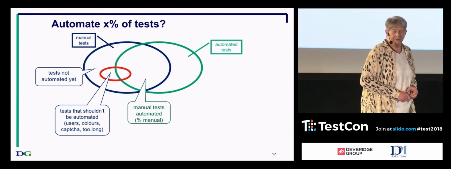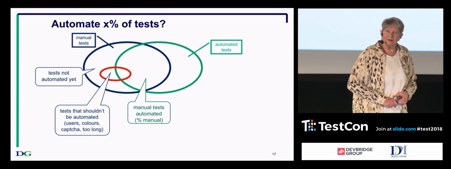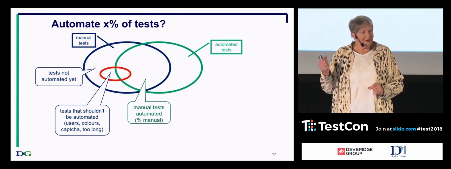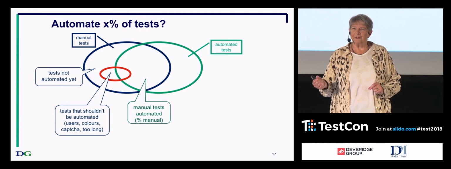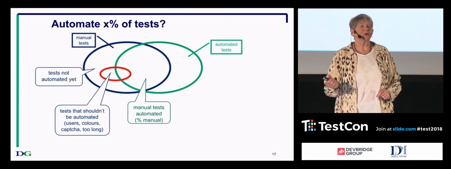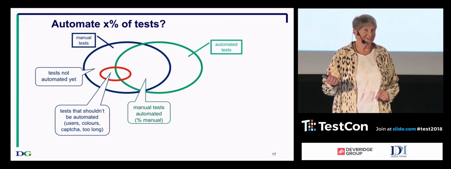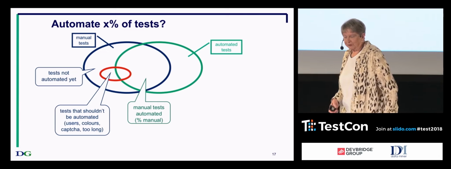What about CAPTCHA, where you have to say, I'm not a robot? The point of that is to prove that you are not a computer. So if your automation tool can do that, your CAPTCHA's broken, right? Now, I know there are ways around it, but.